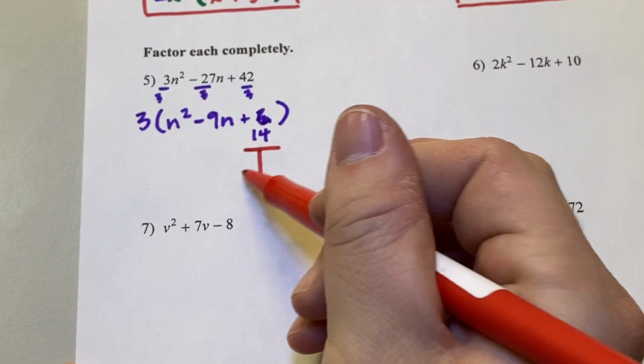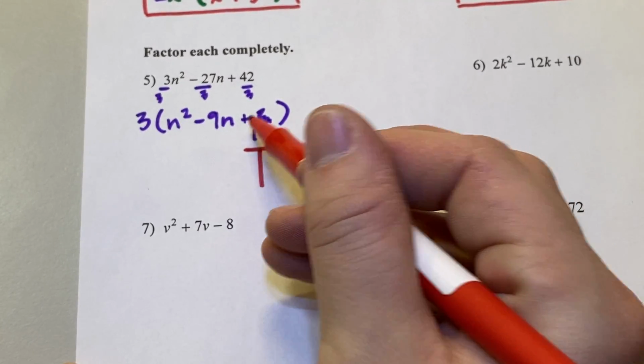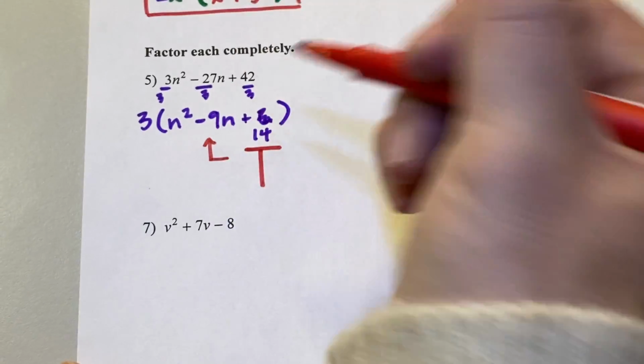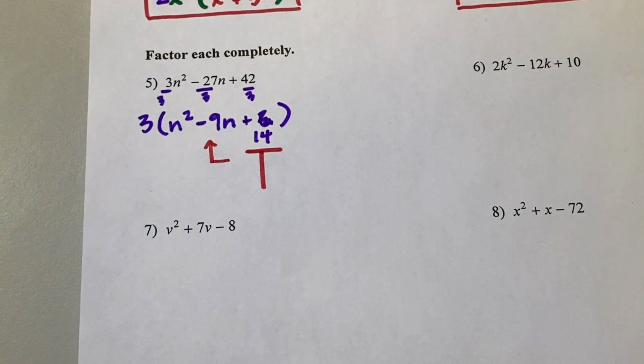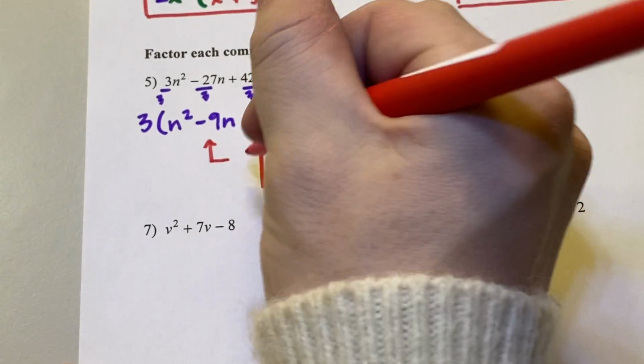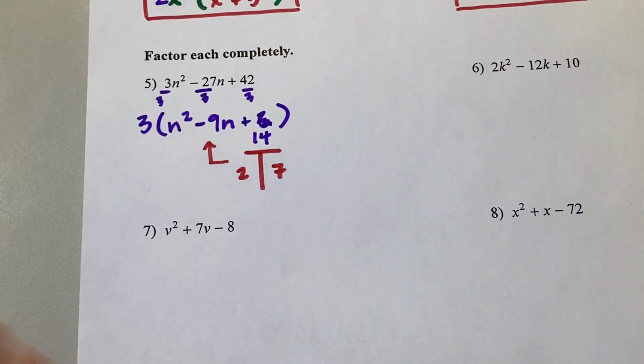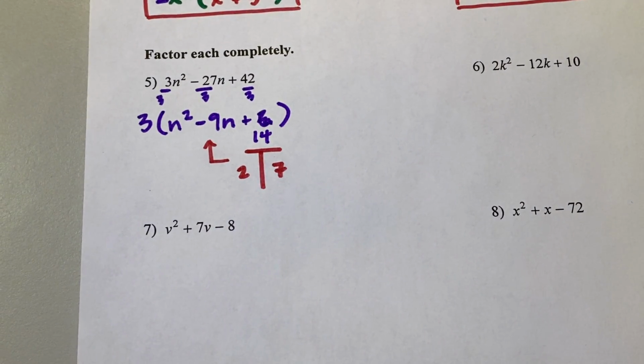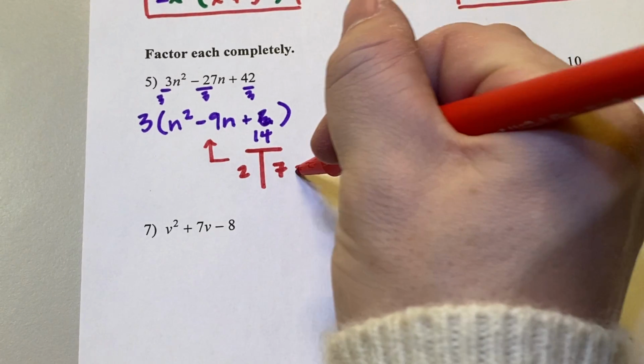I need 2 numbers that'll multiply to give me a positive 14, but are going to add to the middle guy of negative 9. Don't worry about the negative 9. Just give me 2 numbers that could multiply to 14. What do we think? 2 and 7. Beautiful. 2 times 7 will give me 14. What happens when we add 2 and 7?